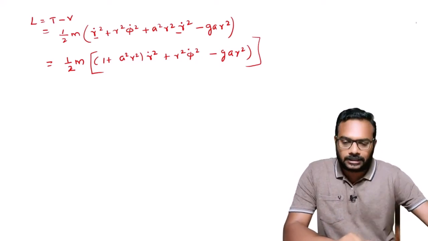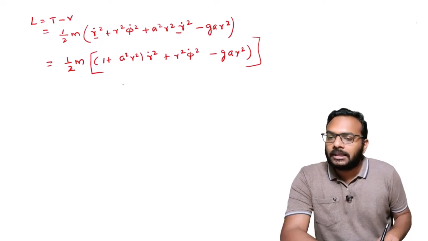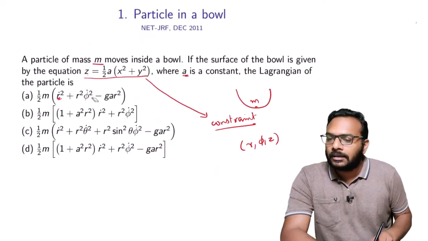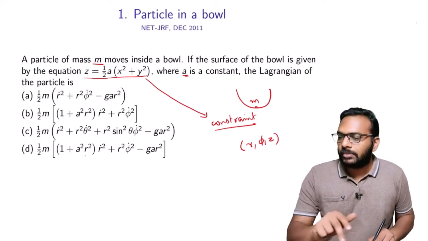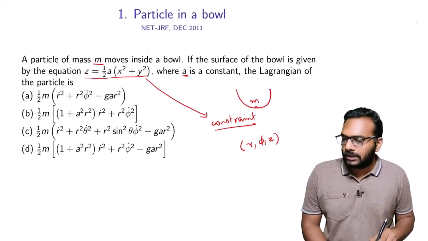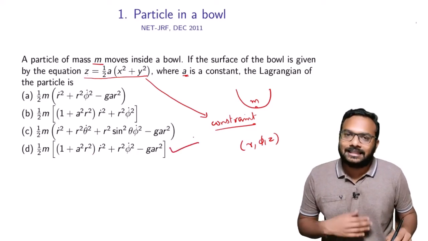Which option is that? I think this is it. 1 plus A square R dot square plus R square phi dot square minus g A R square. So option D is the correct answer.